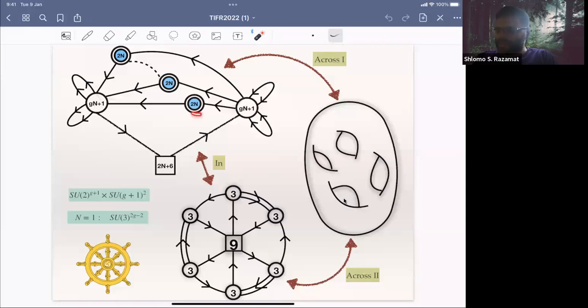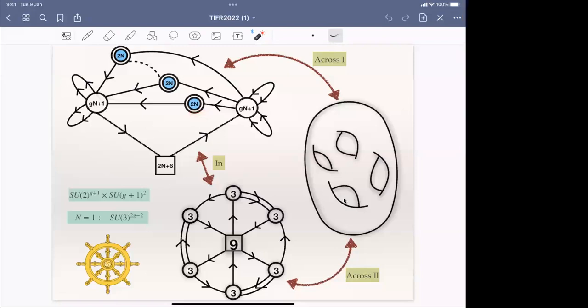Does this answer the question? I mean, I don't understand how gauging the symmetry would correspond to the gluing procedure, but maybe that's more intricate.